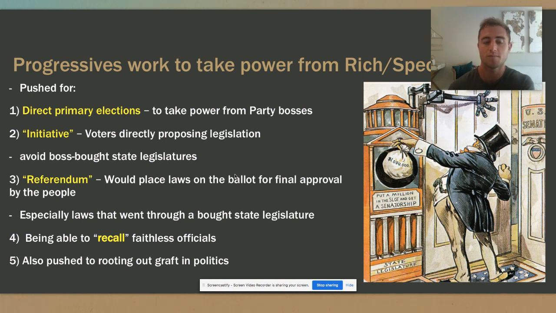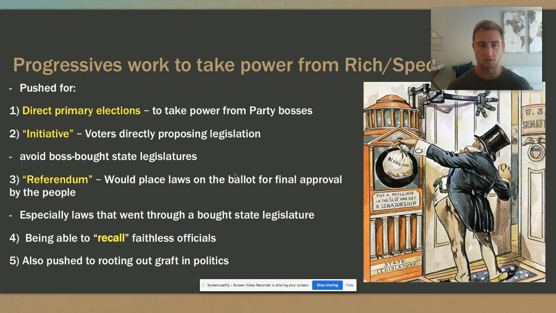Initiative and referendum, two similar things, where with initiative the voters get to propose laws that are put on the ballot, and with referendum voters get to vote on laws for final approval. These are things that were embraced by different states, for instance, California. Also, being able to recall faithless officials, if officials are not being beholden to the people.